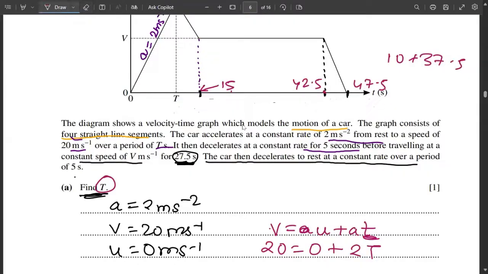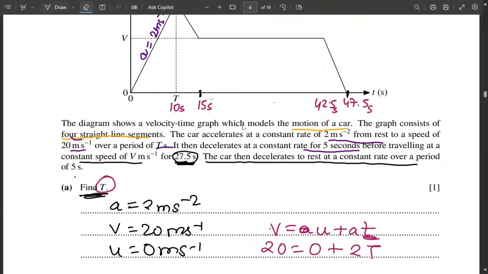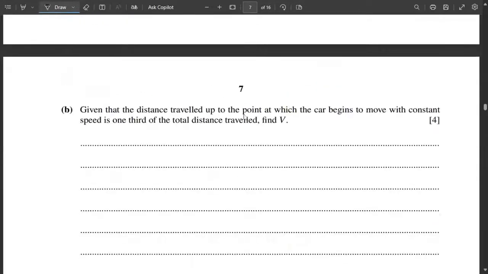So this T is 10 seconds. This is 15 seconds. This is 42.5 seconds. This is 47.5 seconds. Okay. Now we are crystal clear with our graph. Oops, I removed the indicator. Yeah, 42.5, exactly below this. Yep. Now let's go forward and see what they're asking for.